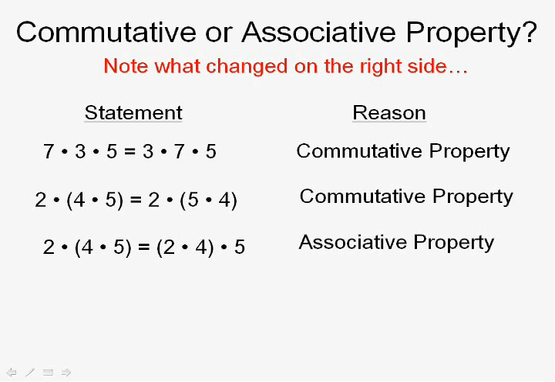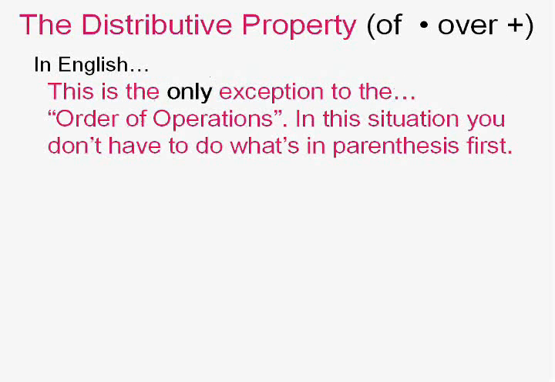Now we have one last property that you'll need to know, and it's probably the most important of all. That's the distributive property, also known as the distributive property of multiplication over addition. Basically, what it says is, it is the one special exception to the order of operations. The exception is that in this situation, you don't have to do what's in parentheses first. Now you could do what's in parentheses first, but you don't have to.